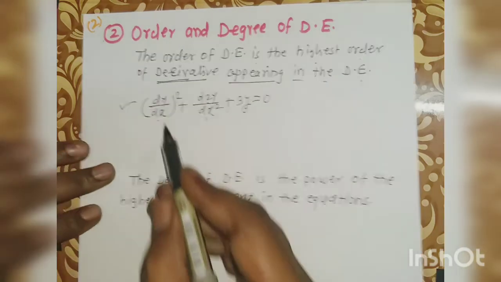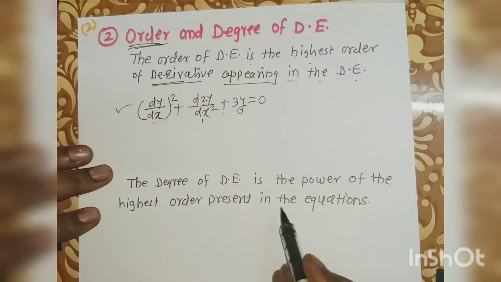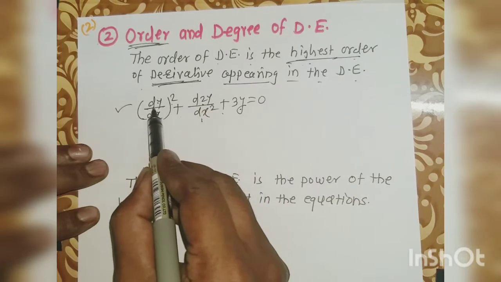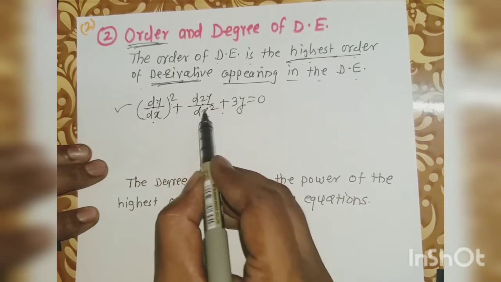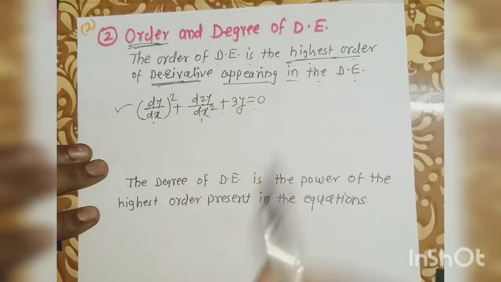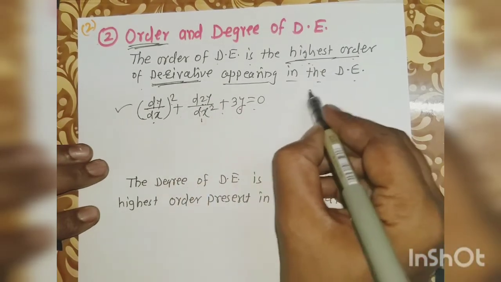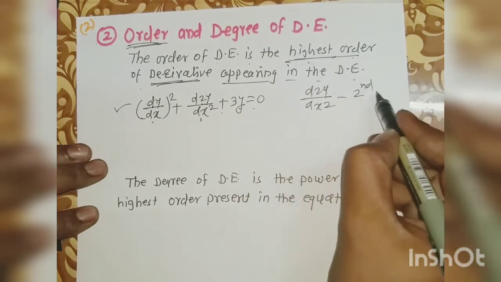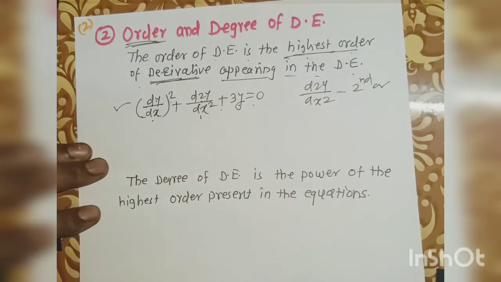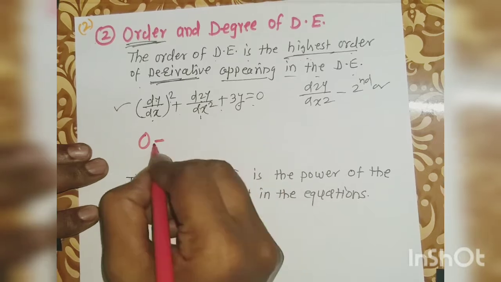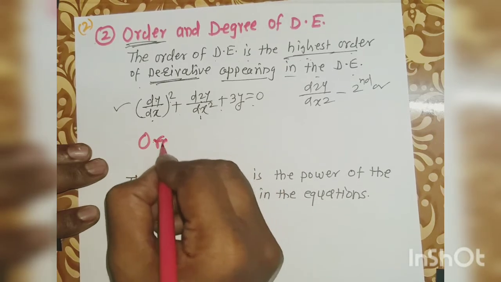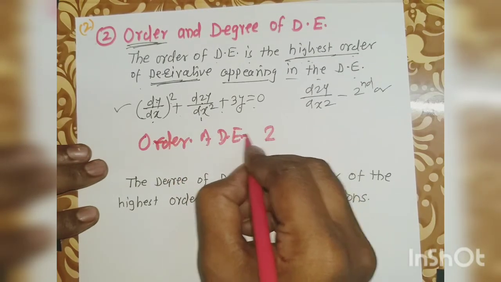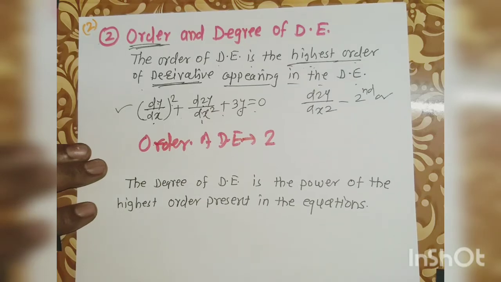Now we find the order of the differential equation. It is the highest order derivative term. Here the first order derivative term as well as the second order derivative term consist in this equation. The highest order derivative term is d2y by dx square, that means the second order derivative term. Therefore, the order of the differential equation is 2.